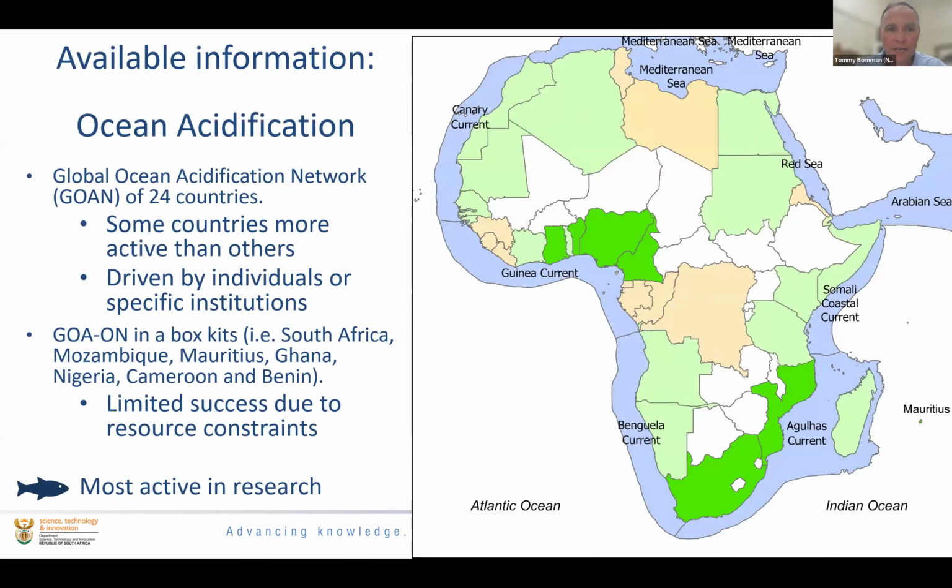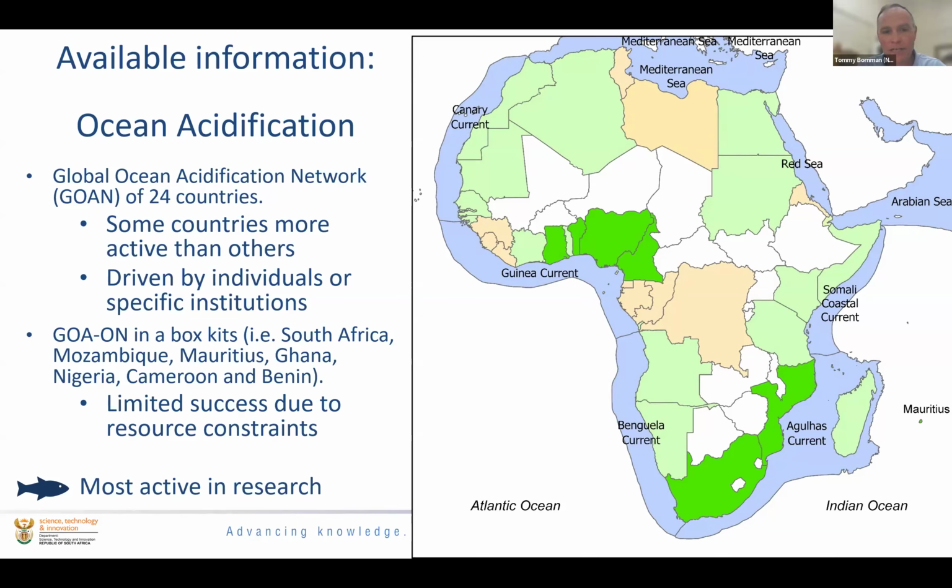If we look at ocean acidification, there are 24 countries that form part of the global ocean acidification network. Some countries are much more active than others, and most often these are driven by individuals or very specific institutions within Africa. And the GOA-ON also gave these kits to South Africa, Mozambique, Mauritius, Ghana, Nigeria, Cameroon, and Benin, probably about between 5 and 10 years ago. And it has had a limited success due to resource constraints within Africa.